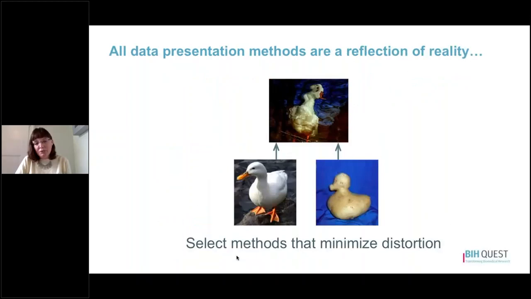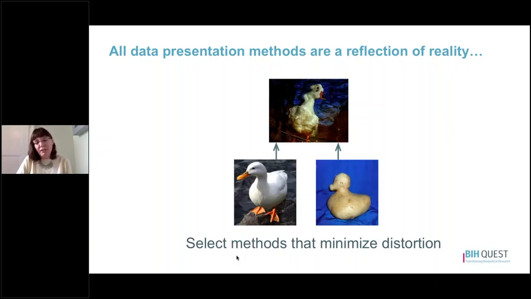So, what I want you to remember here is that all data presentations are a reflection of reality. Looking at your data in a bar graph or a line graph is a bit like looking at a reflection in a wavy pond. You design your experiment and you hypothesize that you will end up with a duck. And so you look at your data in this graph and you think, oh, that looks kind of like a duck. It looks like I found what I'm looking for, and that's great.